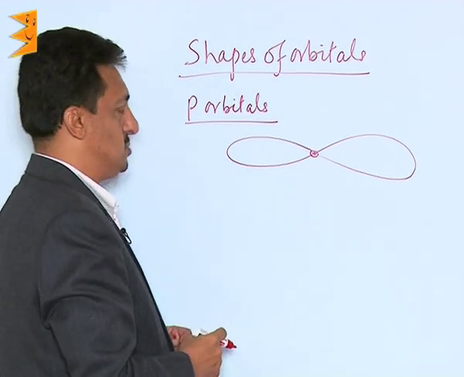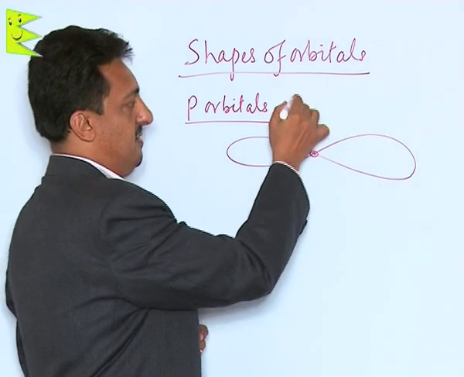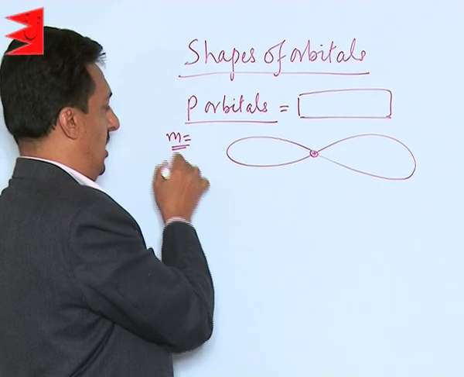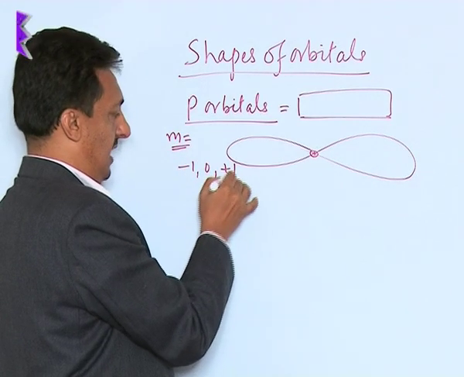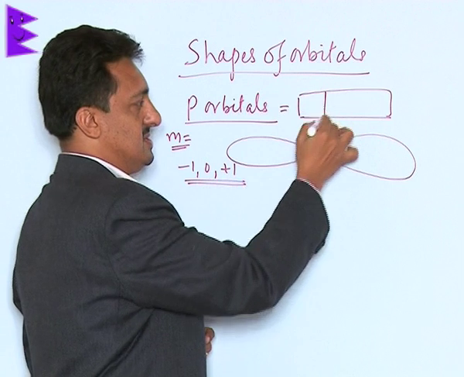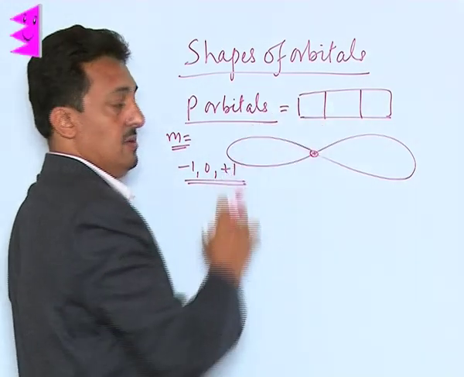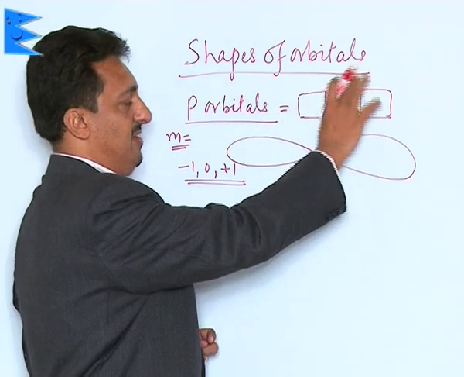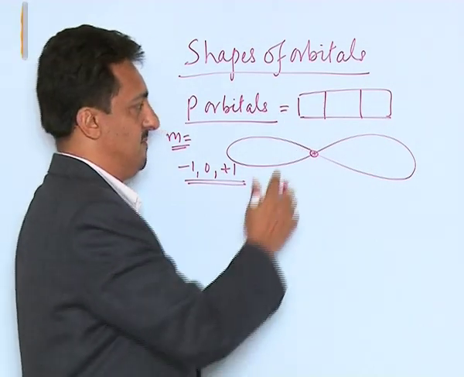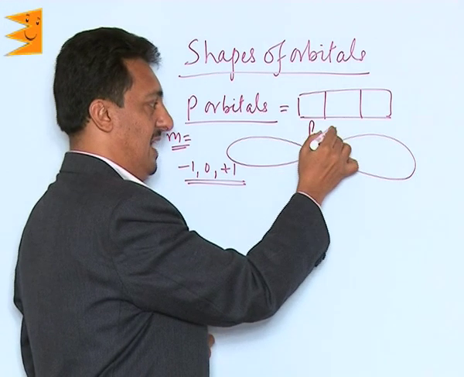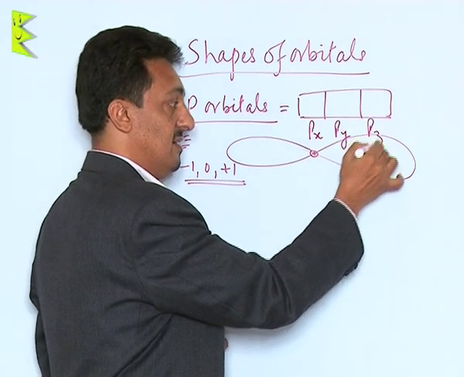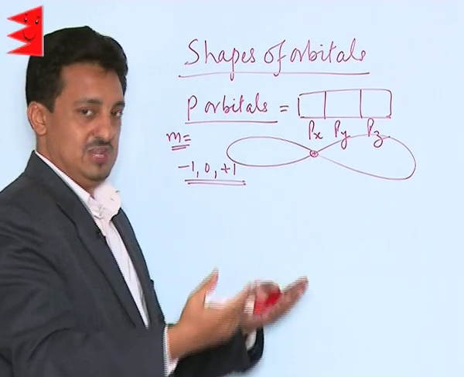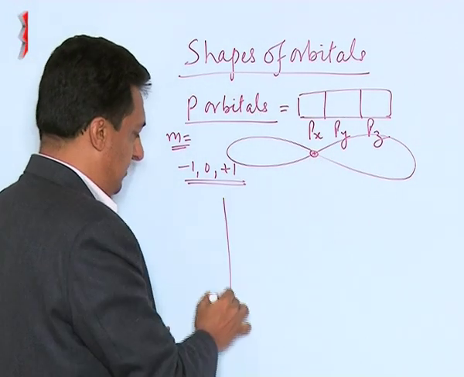Now p orbitals we know are of 3 types. We know the value of m in this case is how much? -1, 0 and +1. So it has 3 orbitals. The p subshell is basically having 3 orbitals, which are called px, py and pz. What do their x, y and z represent? Their orientations.